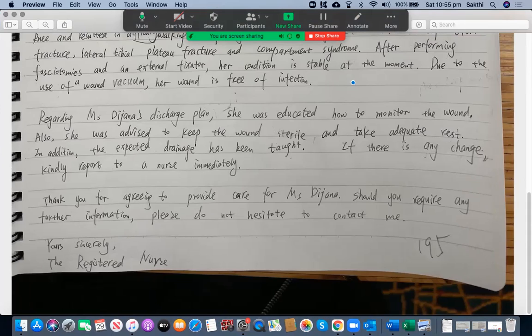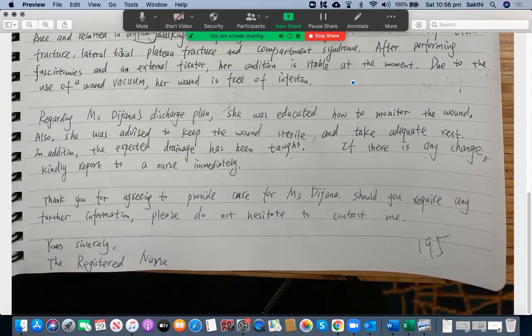Also, she was advised to keep the wound sterile and take adequate rest. In addition, the expected drainage has been taught. Okay, good. If there is any change, kindly report to your nurse immediately. Good. Thank you for agreeing to provide care for Miss Dijana. Should you require any further information, please do not hesitate to contact me. I'm happy with that. So she has written 195 words here. Yours sincerely, the registered nurse.